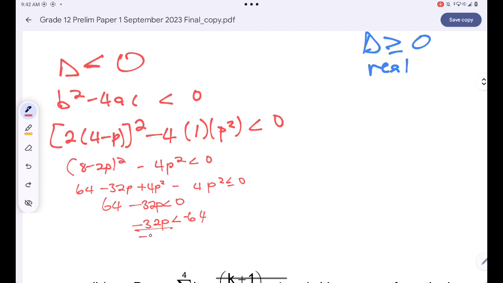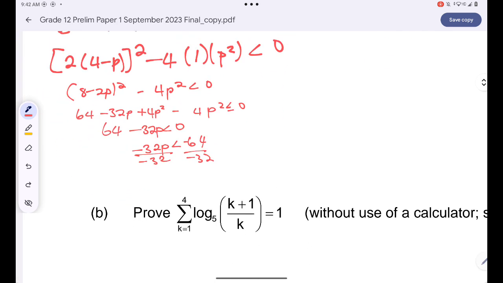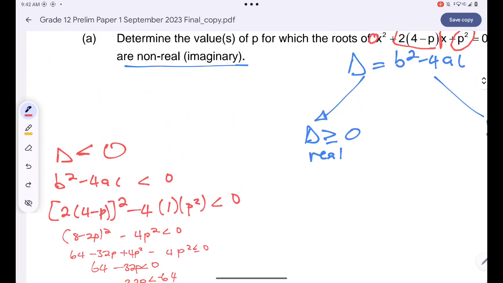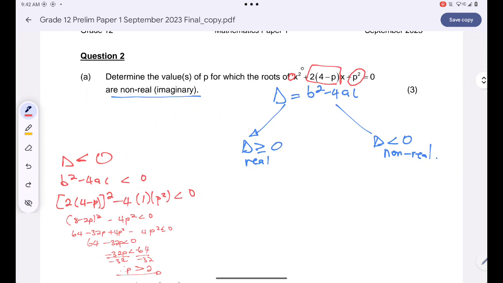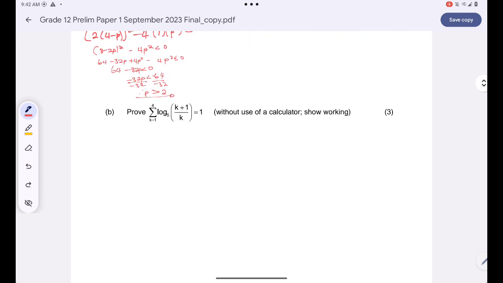If I divide both sides by negative 32, therefore the value of p will be greater than 2. Why is it greater than 2? Because whenever you divide by a negative number, the sign of the inequality has to change. So we will have imaginary roots for this equation if and only if p is greater than 2. If p is greater than 2, we will have imaginary roots.